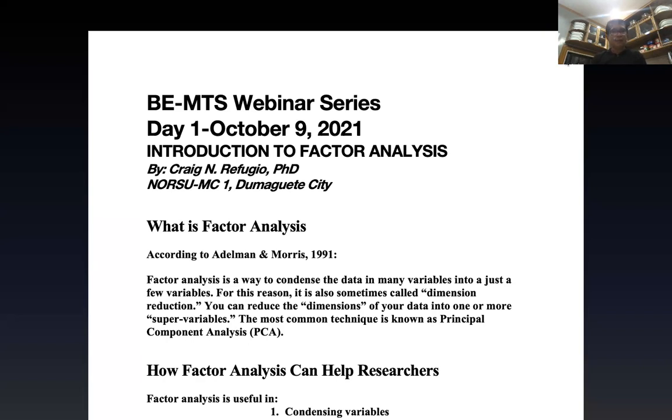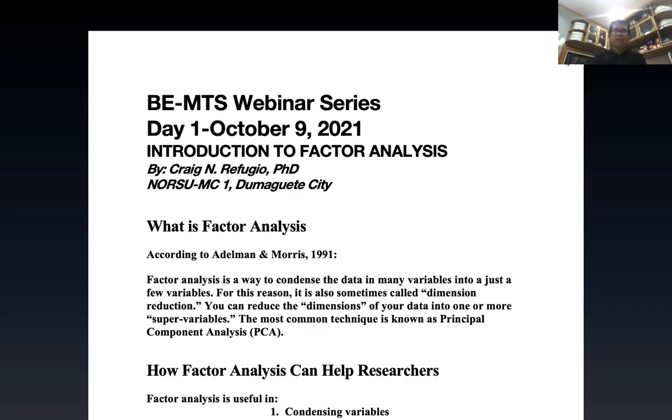I am Dr. Craig and Refugio, from Negros Oriental State University, Main Campus 1, Dumaguete City. In my talk, I'll be talking about the basic concepts of factor analysis, and I will be giving common, practical examples of factor analysis.